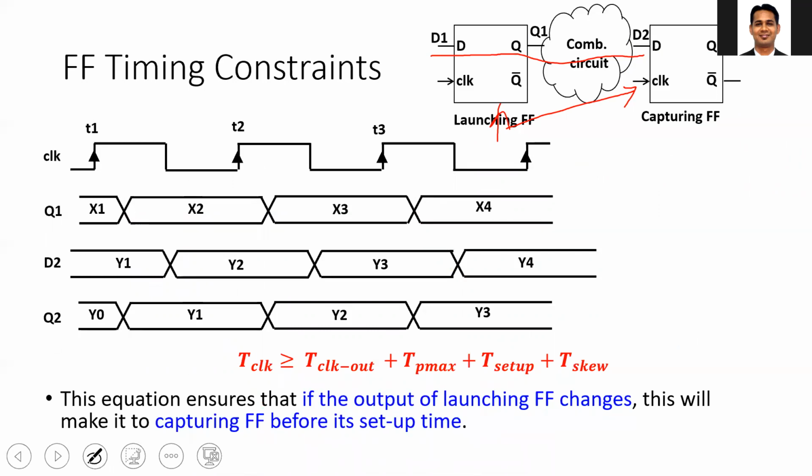And when this moves here, available here, it should be available before the setup time requirement of the capturing flip-flop. So for example, at T2, the launching flip-flop is capturing X2, and it is making sure that the corresponding output Y2 is available before the setup time. So if this is the setup time, this Y2 is available before that. Okay, so that is what this equation guarantees.